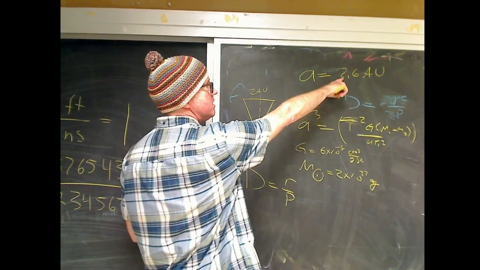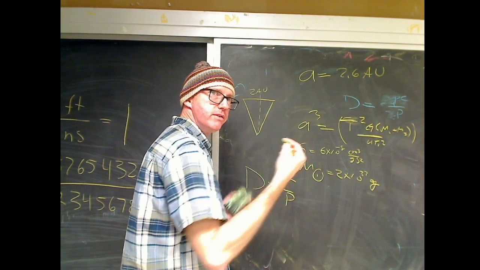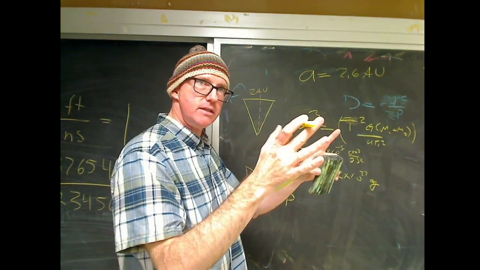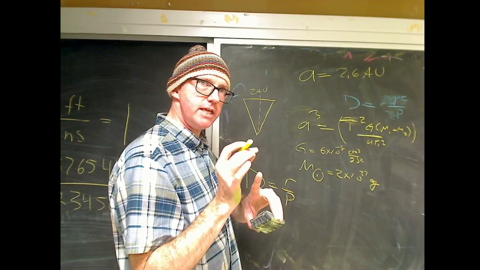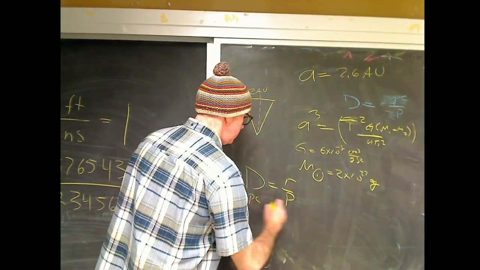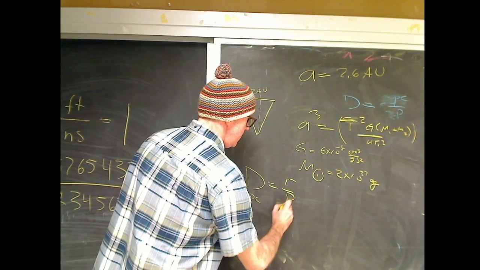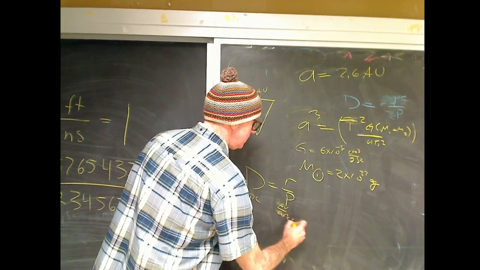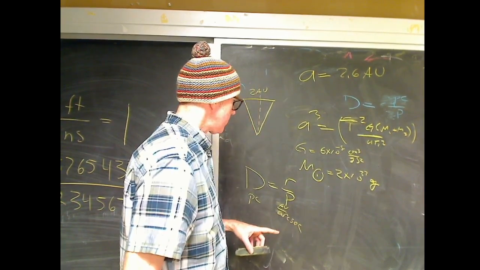Whereas when I'm doing this here, I've got 2.6, so I need 2.6. Makes sense? So it's just how long is the baseline, how long is the angle versus the angle. Yeah. So a parsec is an AU divided by an arc second. And that's all there is.